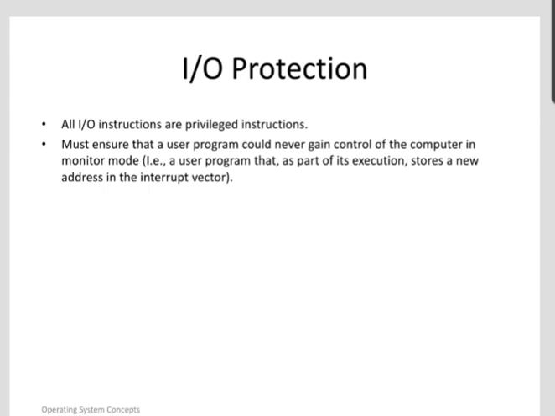Input output protection. All input output instructions are privileged instructions. It must ensure that a user program can never gain control of the computer in monitor mode. That is, a user program that, as a part of its execution, stores a new address in the interrupt vector.